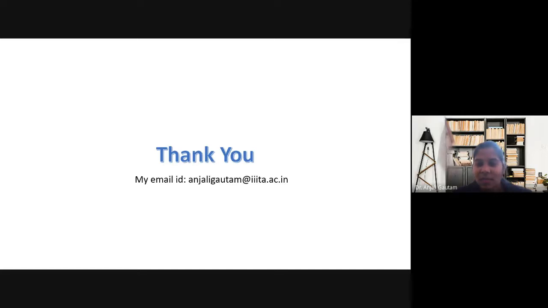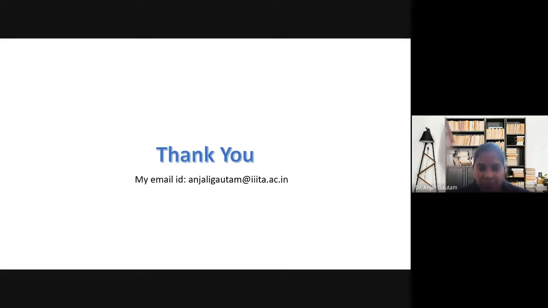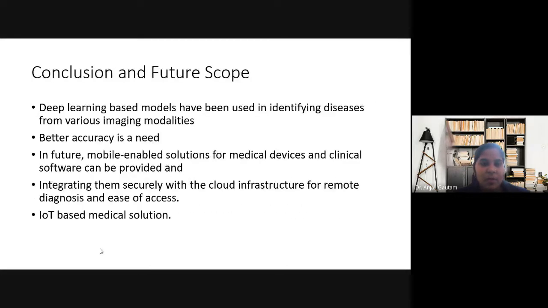Excuse me, ma'am. As you told, one of the main challenges in medical imaging is the annotation problem, getting annotated data from a doctor or an expert. Can you suggest any annotation tools that are available which can help us? Yes. Some of the tools which are available, let's move forward.